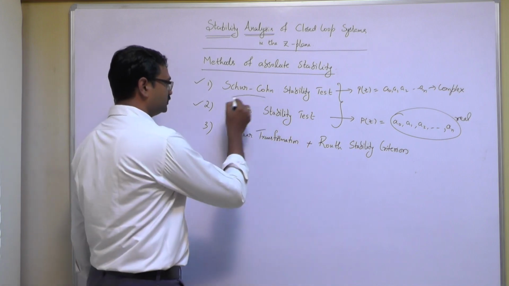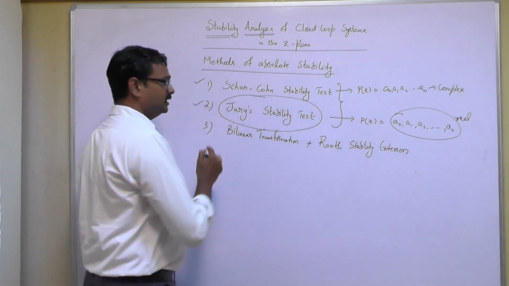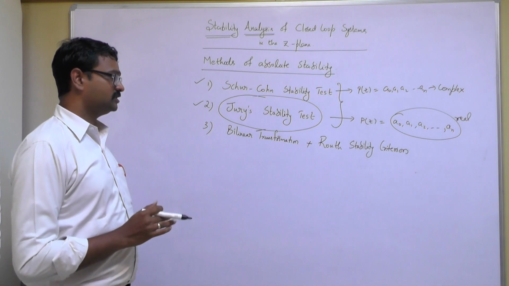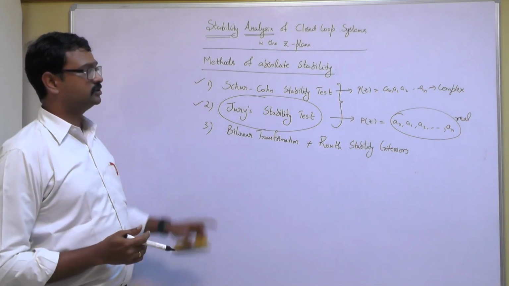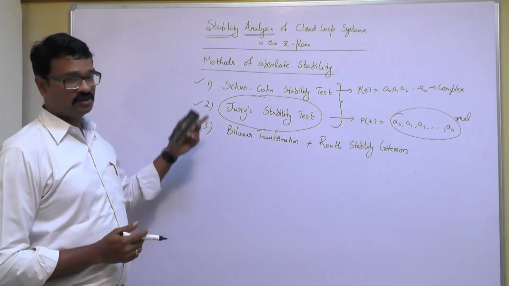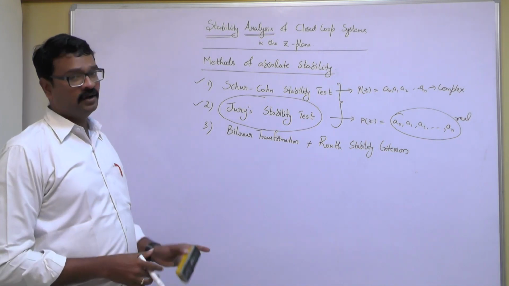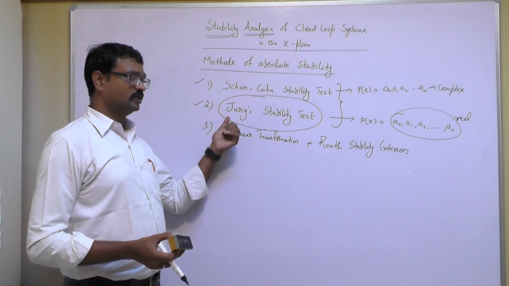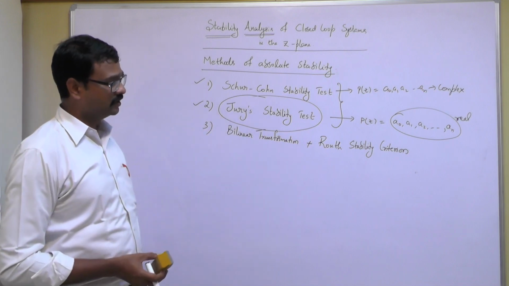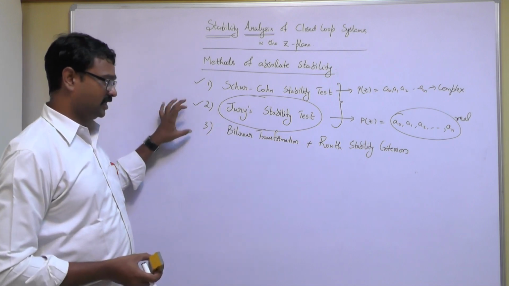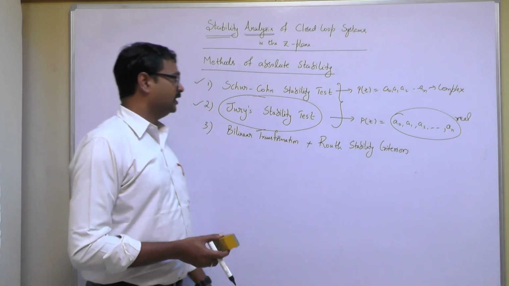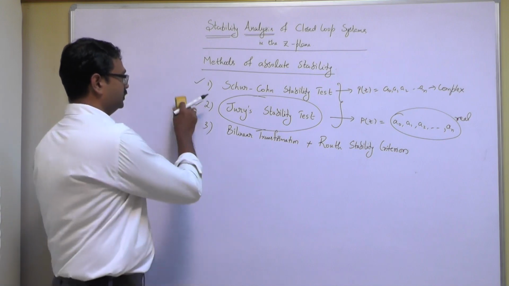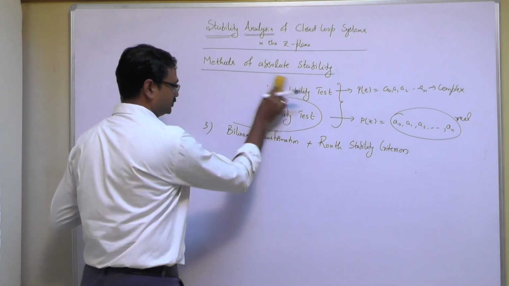Therefore, we will be discussing only the Jury stability test, which is most widely used and most preferable compared to the Schur-Cohn stability test, because both serve the same purpose and with fewer computations you can go for the Jury stability test. Therefore, we will be discussing the Jury stability test and the bilinear transformation plus Routh stability criterion in the next part of the lecture.